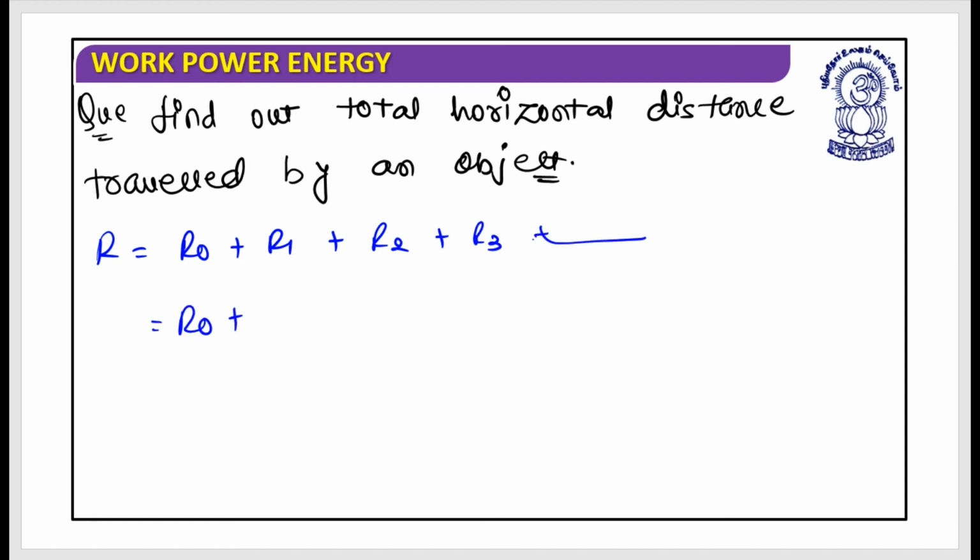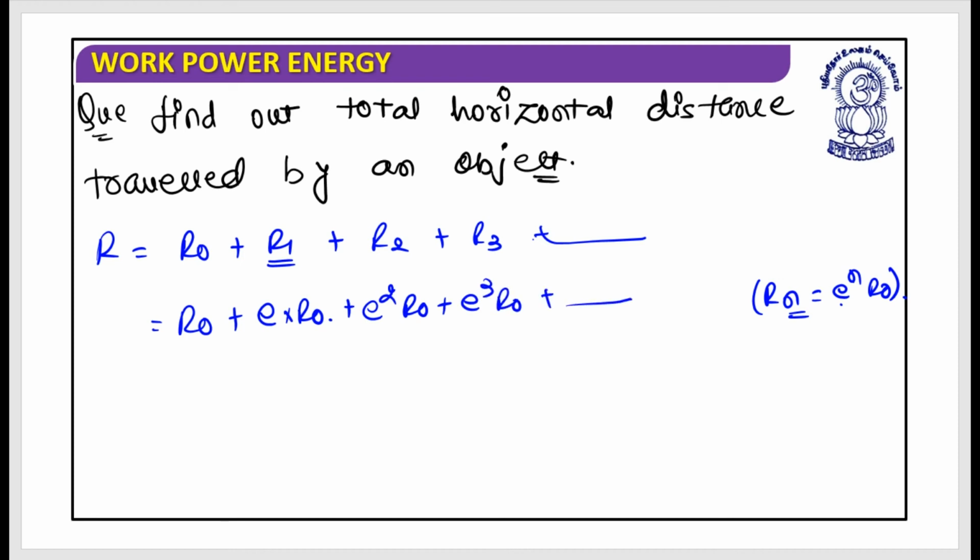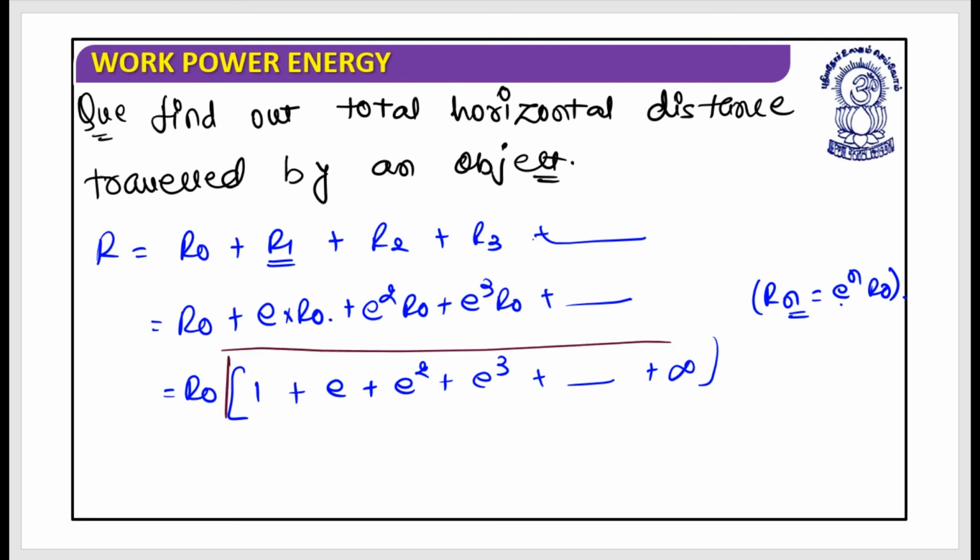So this is R naught plus this is R1, which is e into R naught, because I understood that Rn is equal to e to the power n into R naught. When I say first, it's e to the power 1 into R naught. So this is e R naught. This is e square R naught. This is e cube R naught and onwards. Yes. So from this R naught can be taken as common. This could be 1 plus e plus e square plus e cube, and this can extend up to infinity. So if you observe this carefully, yes, this is a GP, geometric progression.